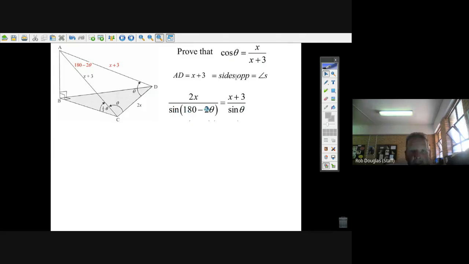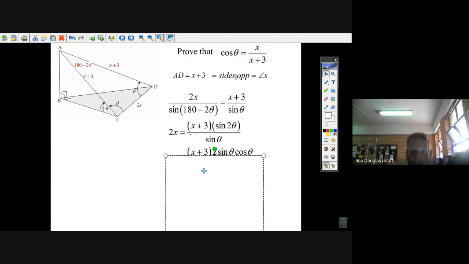Now, the sine of 180 minus an angle is really equal to the sine of the angle. So this whole thing is really sine 2 theta. And then we multiply both sides by it. It'll cancel here, and it comes over to the top here. Well, now we're off and going here. We're off to the races.